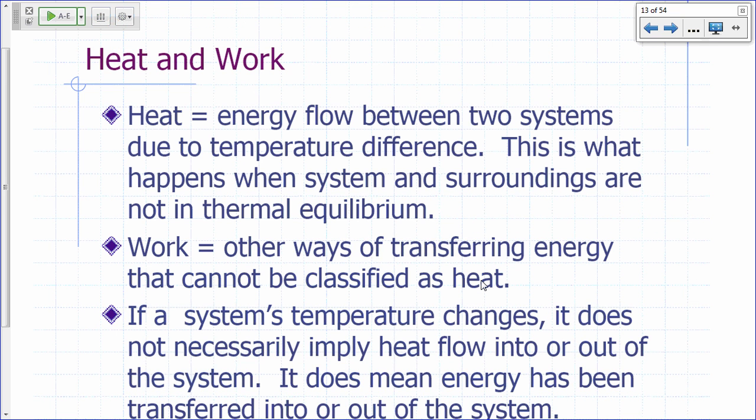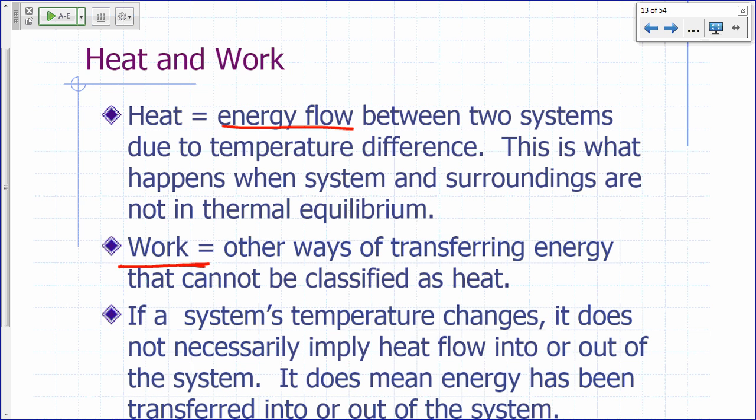Let's define heat and work. Heat is the energy that flows between two systems because of a temperature difference. So heat is something that goes from one system to another because they happen to be at different temperatures. And that thing that flows, we've now identified as energy. So when the system and the surroundings are not in thermal equilibrium, you're going to have heat flow. Now, any other way of transferring energy is called work. Any other way of transferring energy that cannot be classified as heat would be a transfer of energy by way of what we would call work.